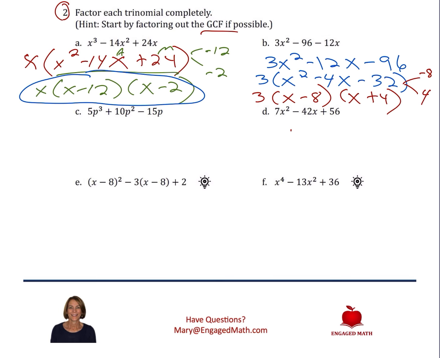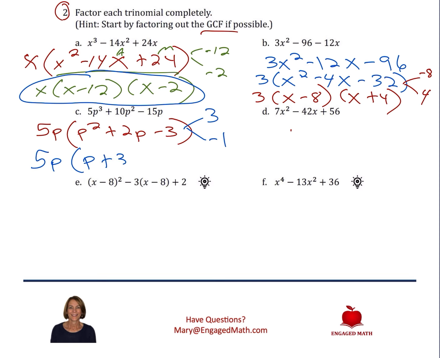Once again, just to remind you, it doesn't matter whether you put the x minus 8 first or the x plus 4 first. It's multiplication, so it can go in either order. Okay, the next one, let's take out our GCF. This time it's 5p. So we have 5p times p squared plus 2p minus 3. And once again, we're now adding to 2 and multiplying to negative 3. So the two numbers that work there are 3 and negative 1. So our final answer is 5p times p plus 3 times p minus 1.